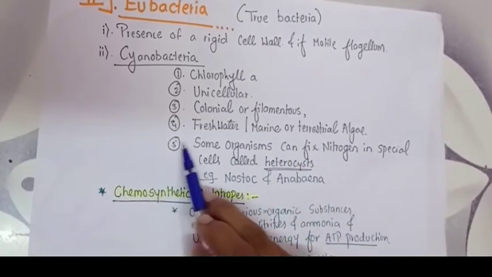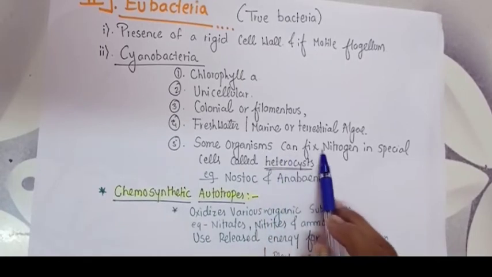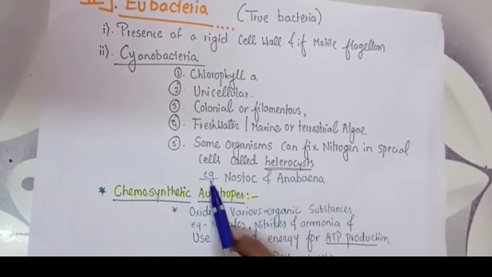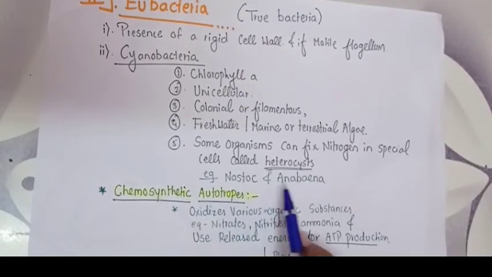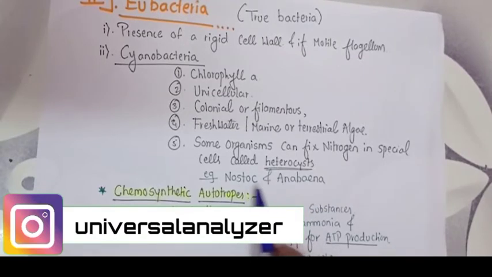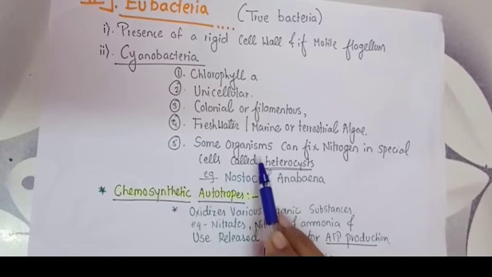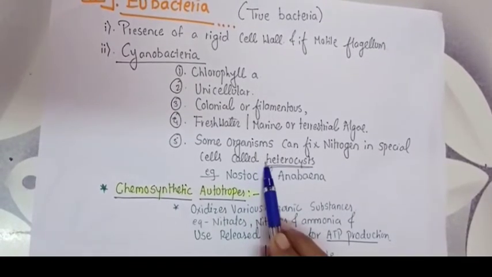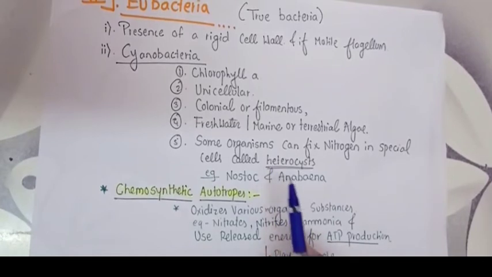Fifth point is that some organisms can fix nitrogen in special cells called heterocysts, for example Nostoc and Anabaena. This is a very important example that we have to remember, and this is also an important question that has been asked in previous years in the NEET exam as well as in the CET exam.